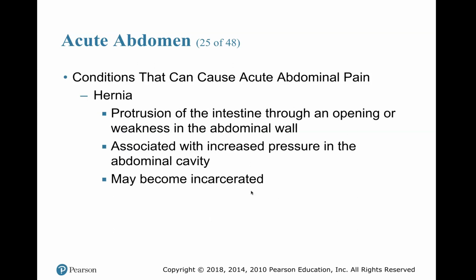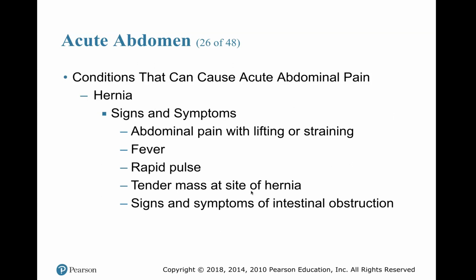Hernia is a protrusion of the intestine through an opening or weakness in the abdominal wall, associated with increased pressure in the abdominal cavity. May become incarcerated. That means blocked off. Think about being incarcerated yourself. No more freedom. Signs and symptoms of a hernia: abdominal pain with lifting or straining, fever, rapid pulse, tender mass at site of hernia. Signs and symptoms of intestinal obstruction.